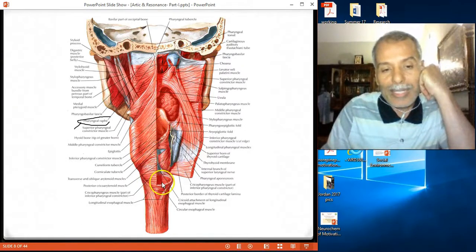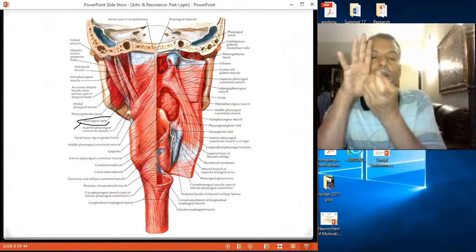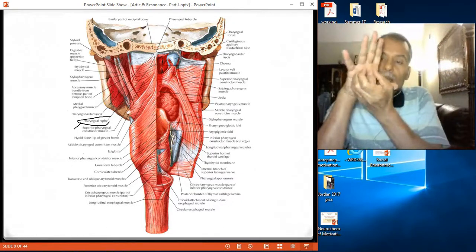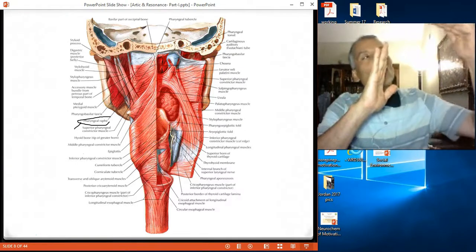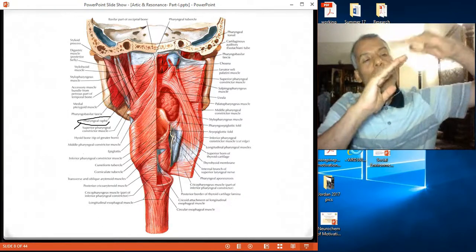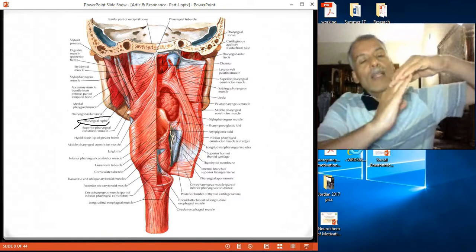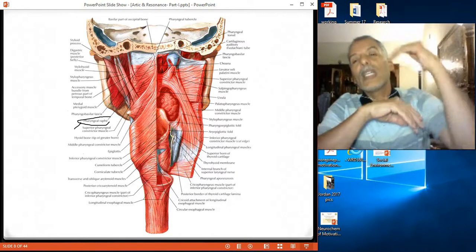You notice the esophagus is sitting behind the laryngeal inlet. If you are looking this way, then you have the laryngeal inlet, your airway, and then behind it you have the esophagus. So the food has to cross over when the epiglottis bends to cover the larynx and the vocal folds and so on. And then food and liquid are going to go directly into the esophagus.